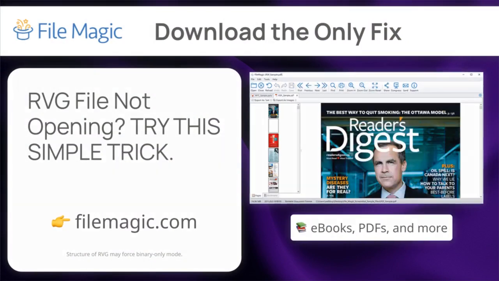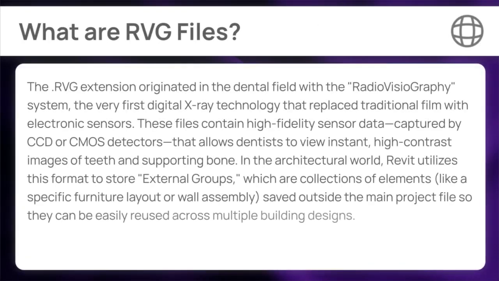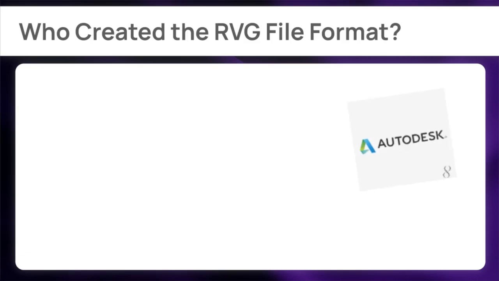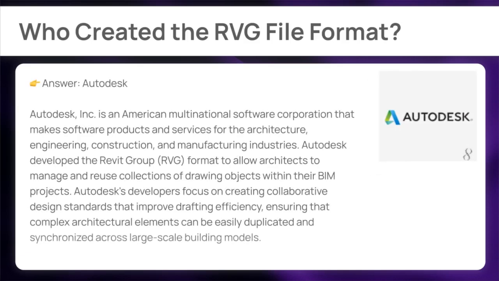That's Plan B. The RVG extension originated in the dental field with the radiovisiography system, the very first digital X-ray technology that replaced traditional film with electronic sensors. These files contain high-fidelity sensor data, captured by CCD or CMOS detectors, that allows dentists to view instant high-contrast images of teeth and supporting bone.